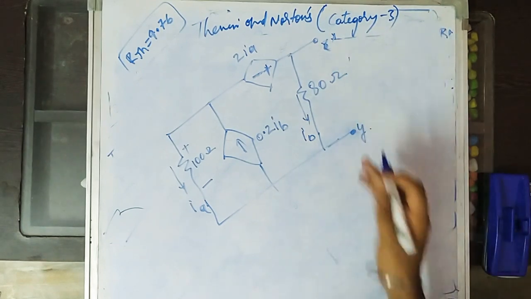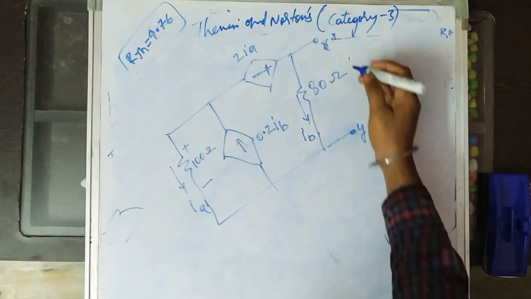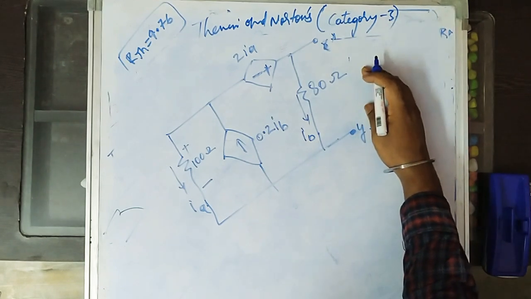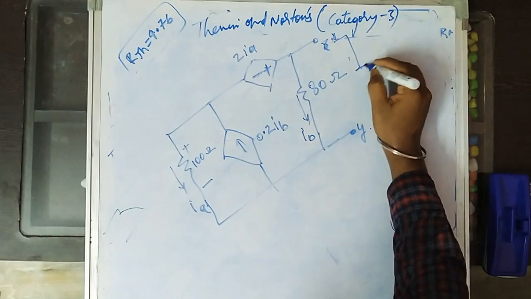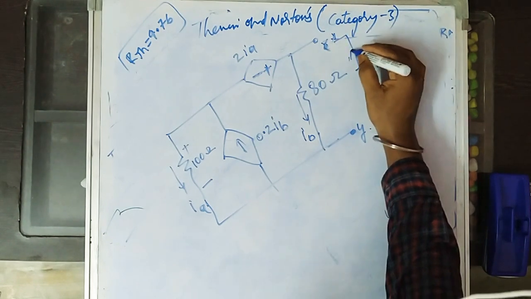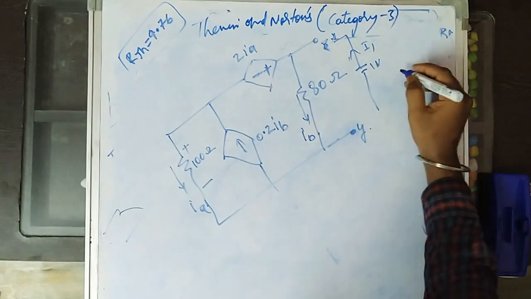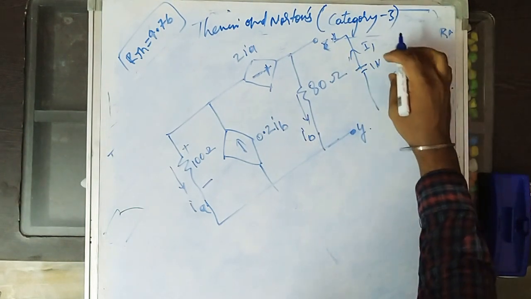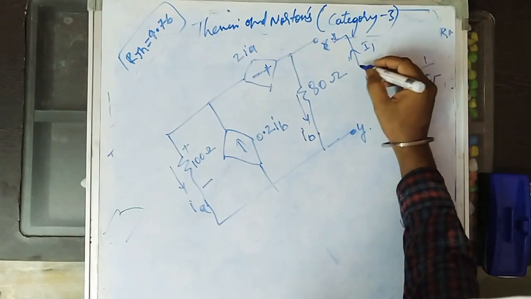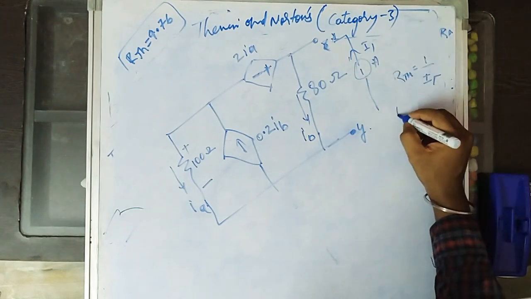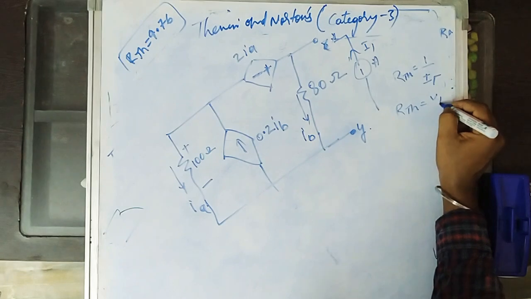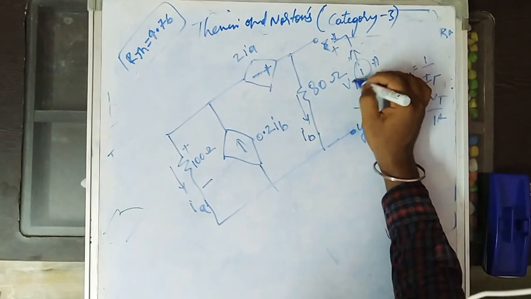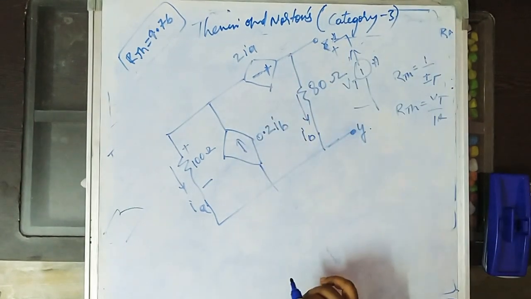Similar to the previous sums, you will introduce a test voltage source and find the current IT by mesh analysis. After finding that IT, you take 1 by IT. Similarly, if you introduce 1 amp, you can find RThevenin equal to Vt by 1 amp. So Vt is what? The voltage across this terminal. In either form you can find it.